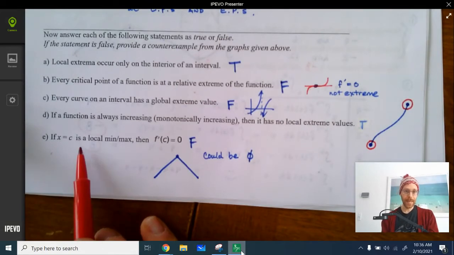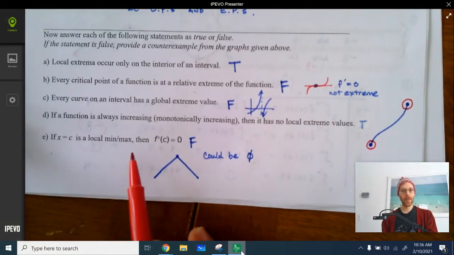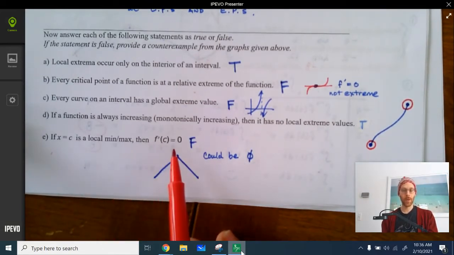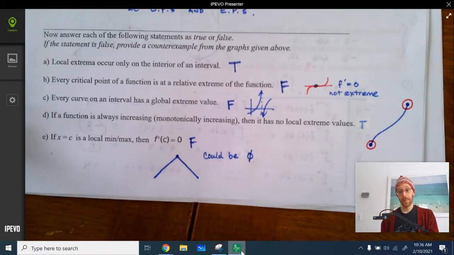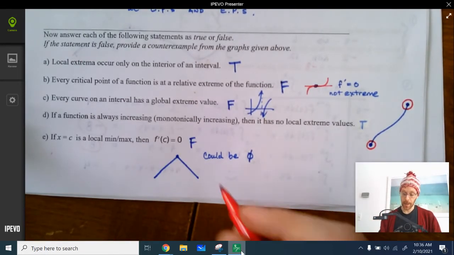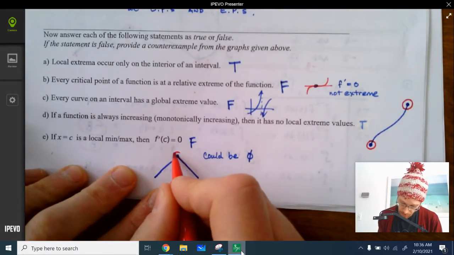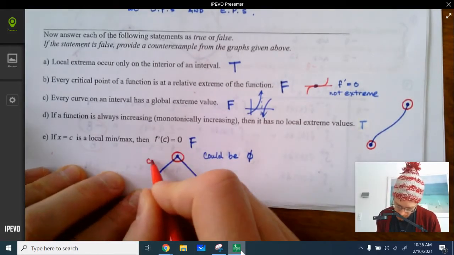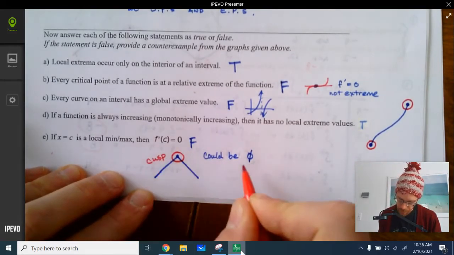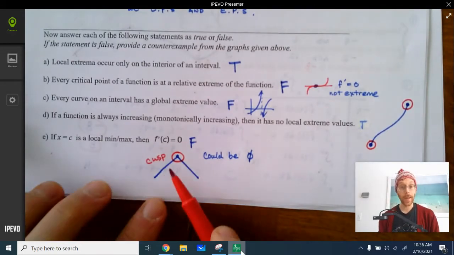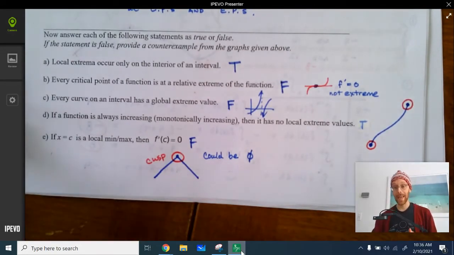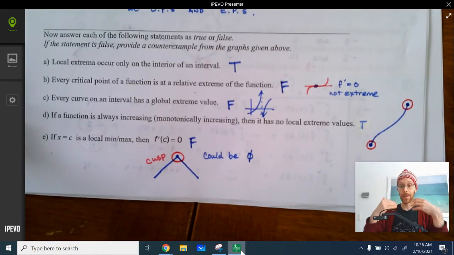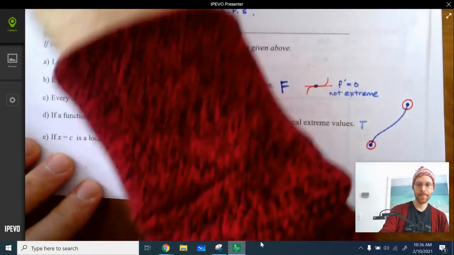Okay, that brings us to E, the last one, which is that if x equals c is a local min or a max, then the derivative must be 0. Now, it is most of the time, but it's not always true. The counterexample is when you have a cusp. At a cusp, the derivative is undefined, but a cusp can be a global min or a global max, a local min or a local max.